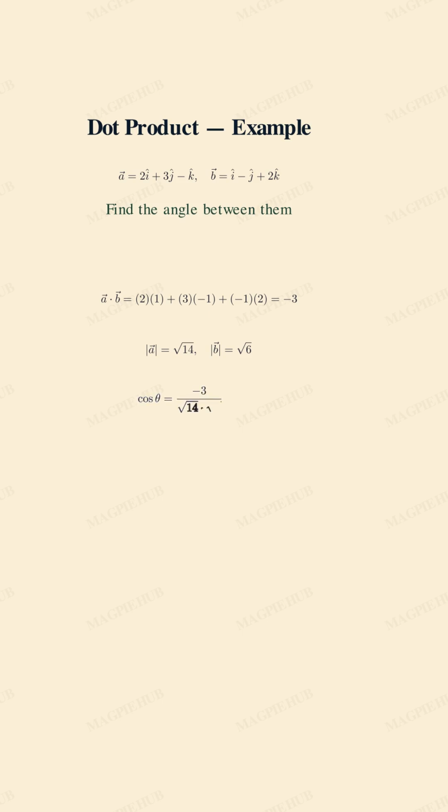Example: find the angle between vectors A equals 2 I hat plus 3 J hat minus K hat and B equals I hat minus J hat plus 2 K hat. Step 1: A dot B equals 2 times 1 plus 3 times negative 1 plus negative 1 times 2 equals 2 minus 3 minus 2 equals negative 3. Step 2: |A| equals square root of 4 plus 9 plus 1 equals square root of 14. |B| equals square root of 1 plus 1 plus 4 equals square root of 6. Step 3: cos theta equals negative 3 over square root of 14 times square root of 6. Theta equals cos inverse of negative 3 over square root of 84.